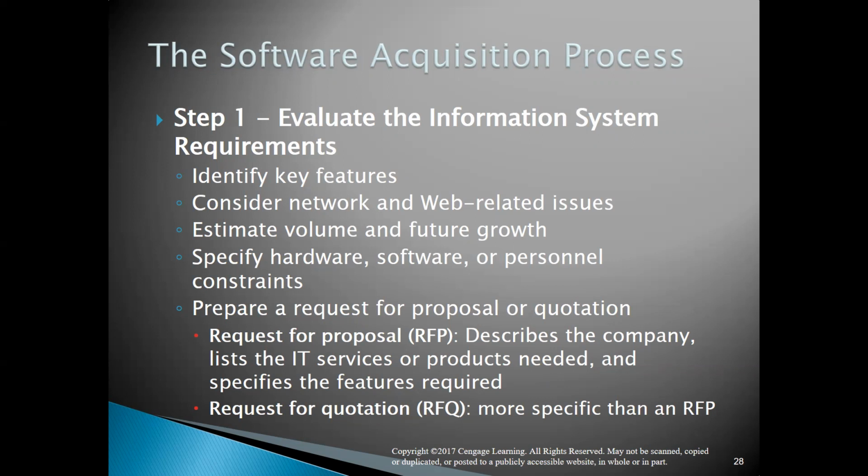This is where I want you to concentrate: the request for proposal. It describes the company, lists the IT services or products needed, and specifies the feature requirements. With a request for proposal, the system analyst will list down all the hardware, software, IT services or products needed by the organization to actually build the software. A request for quotation is more specific than a request for proposal.